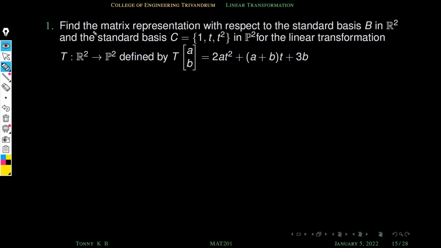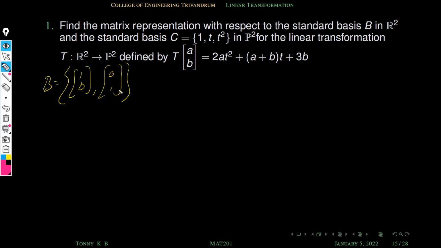Okay, consider this problem. Find the matrix representation with respect to the standard basis B in R² and the standard basis C = {1, t, t²} in P² for the linear transformation T from R² to P² defined by T(a, b) = 2at² + (a + b)t + 3b. We have to find the matrix of T with respect to these two bases.